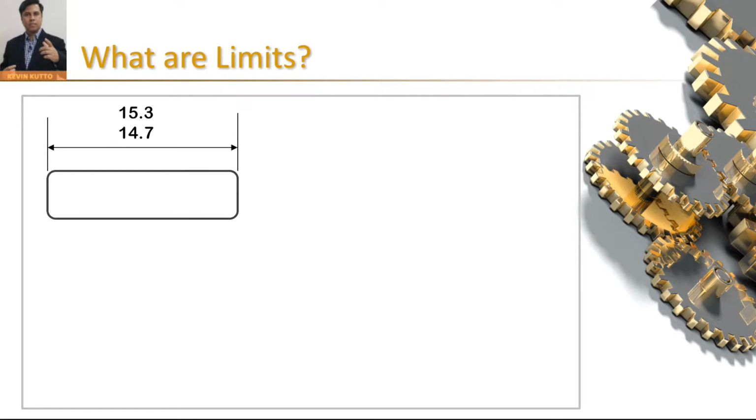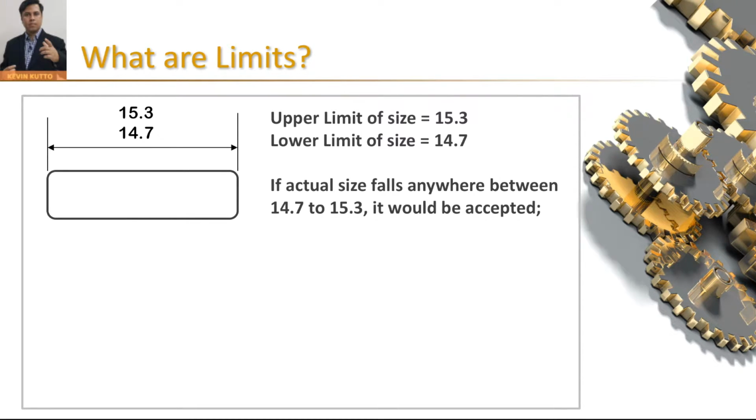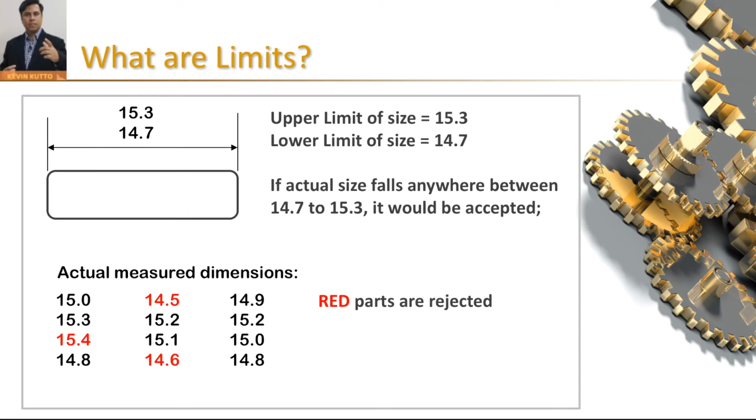Now let's see with the example. In this example, we have an upper limit of 15.3 and a lower limit of 14.7. That means all the parts which are going to be between these two limits are acceptable and the rest of the parts are rejected. This is an example where 15.4, 14.5 and 14.6 dimensions, or these parts, are rejected because they are falling outside these limits.